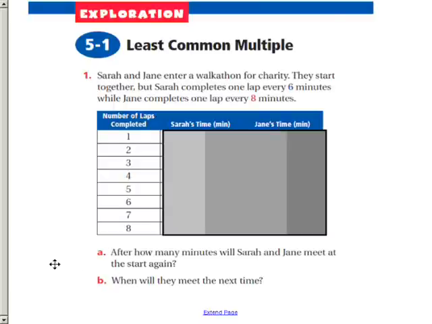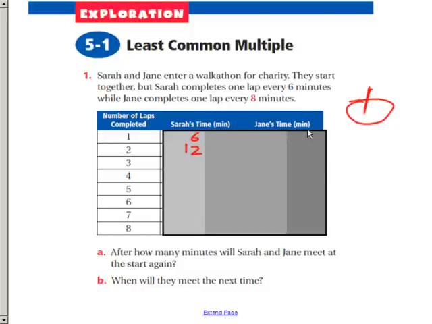So the first thing I want you to do is complete this table. What is Sarah's time after she's completed 1 lap? Well, if she goes around every 6 minutes, then she will have done her first lap, and she will have crossed the finish line, or the starting line, at 6 minutes. Then she's going to go around again, and when she crosses that line again after lap 2, it will have been 12 minutes. So finish that up with Sarah.